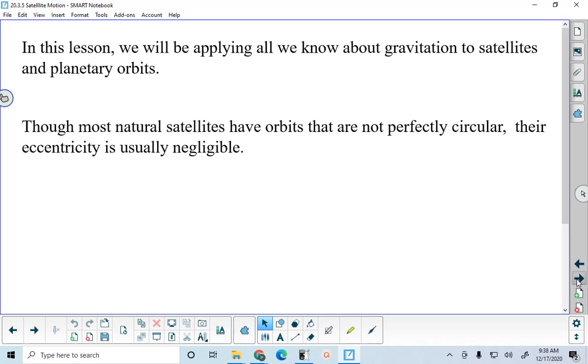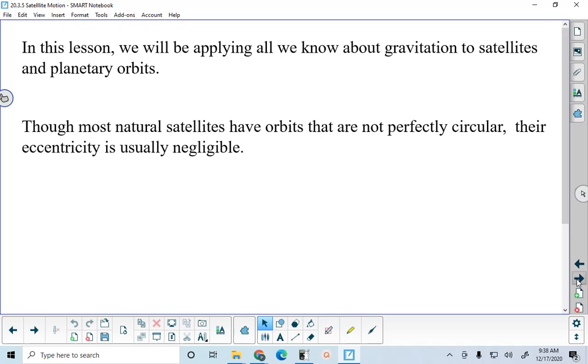We also have artificial satellites like Landsat and GPS satellites and scientific research and spy satellites that are in orbit around the Earth and other planets and other bodies. We have lots of satellites that are around the moon.